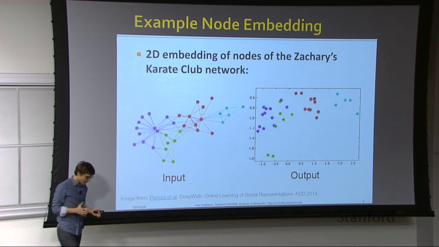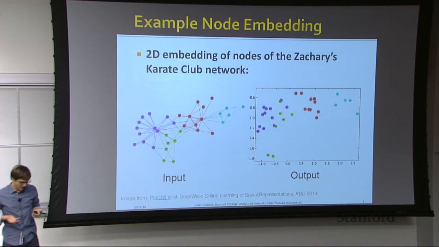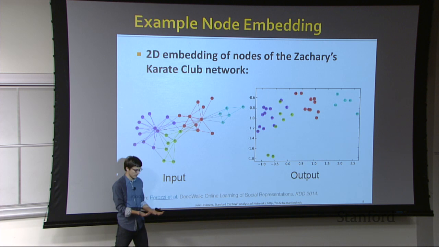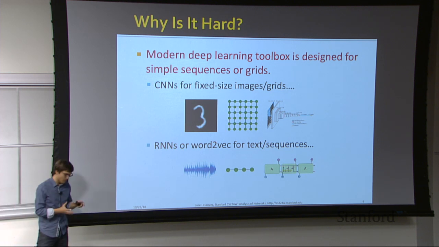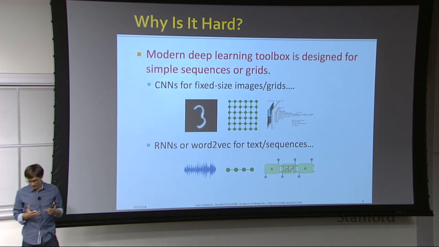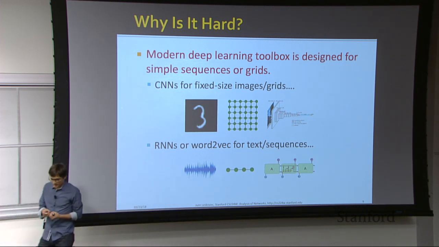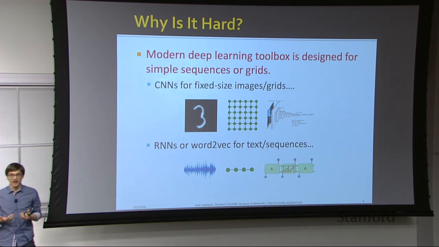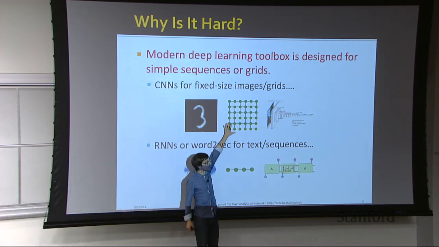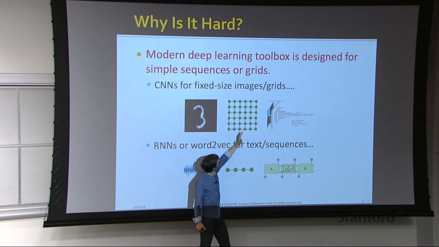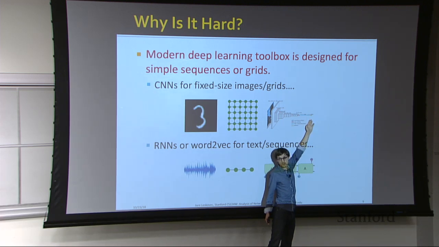Okay, now what I want to do next is explain how this relates to this notion of embedding and feature learning that is coming out from deep learning, deep neural networks. And here is why this is an interesting problem and very different than what we can do in computer vision or speech or text, right? So the modern deep learning toolbox is designed for simple data types. It's designed for simple sequences or grids, right? What do I mean? You can take an image, represent it as a matrix, as a grid graph, and then you can pass this image through a super deep neural network to get some output you desire, right?